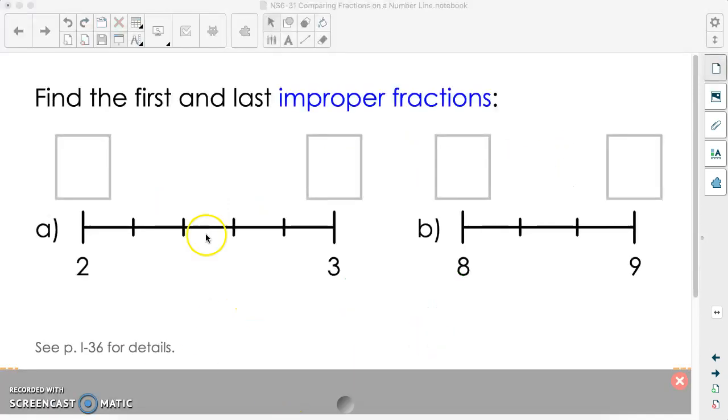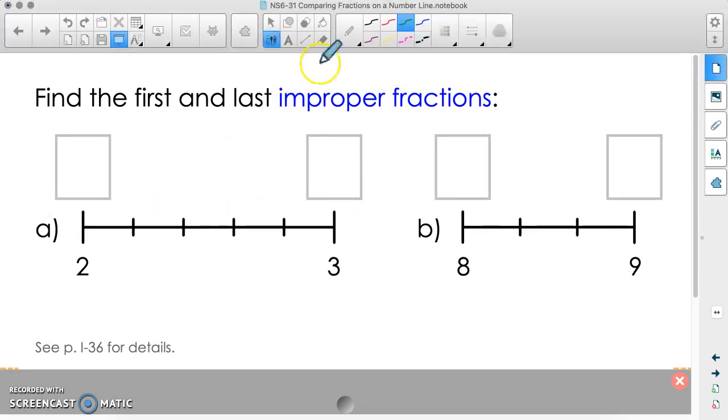Let's complete these two examples together. So first we need to find how many parts this number line is divided into. This number line we can see is divided into 5 parts. So our denominator is going to be 5. Now we need to find out the numerator. We're going to do our denominator times this whole number. So 5 times 2 is 10. That's going to be our starting numerator, and then we're going to do 5 times 3, which is going to give us 15 for this numerator over here.